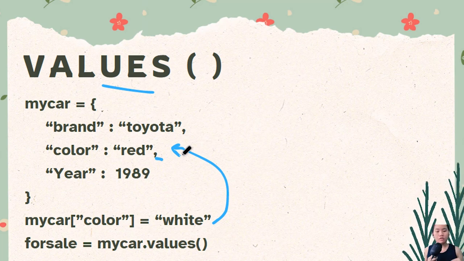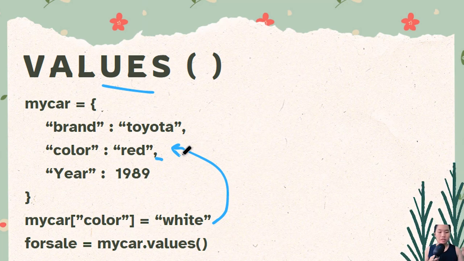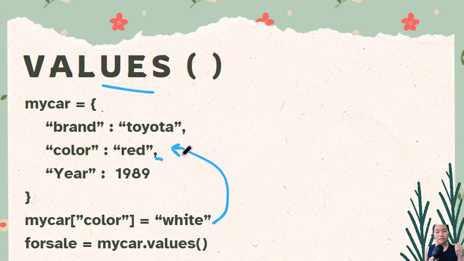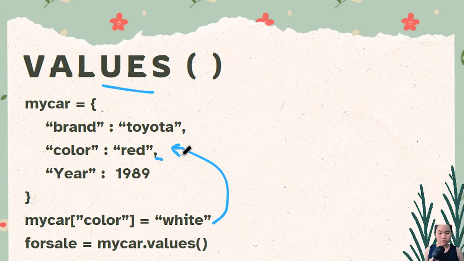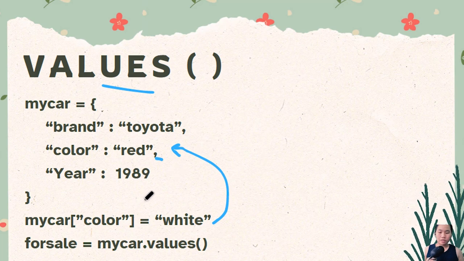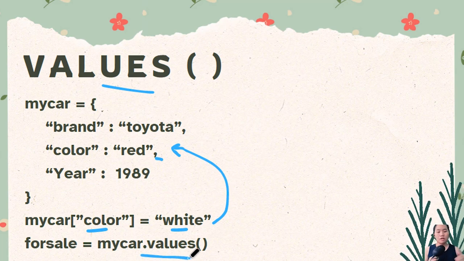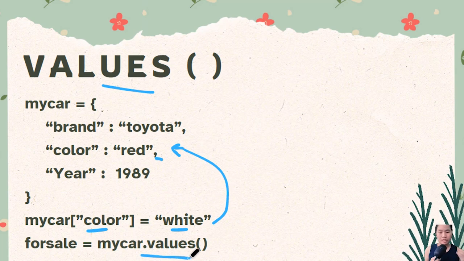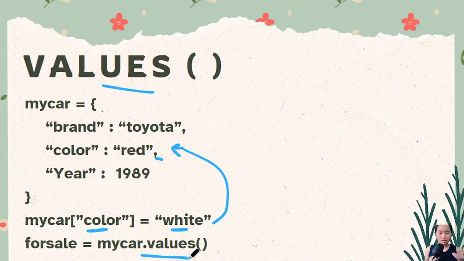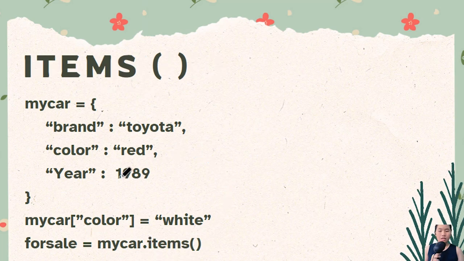Values, once again, also update, but you have to put the statement that includes the method after the changes. Otherwise, it's going to give you the old dictionary. So once I've changed color to white, and next up is dot values with the empty parenthesis. When I print out for sale, it's going to give me the brand, the color, instead of red is white, and then the year.